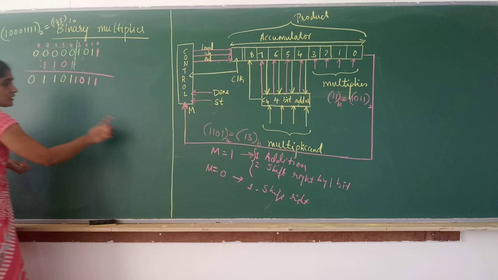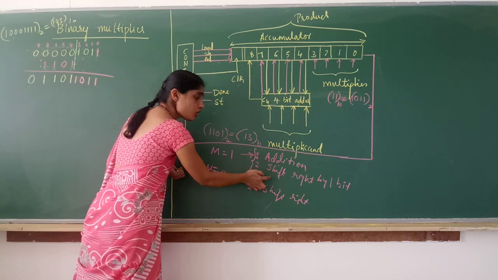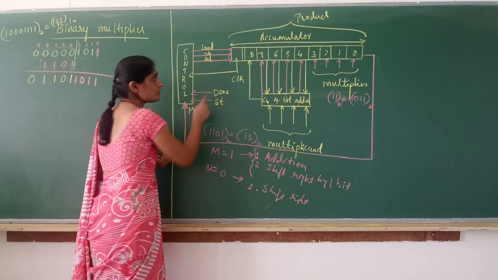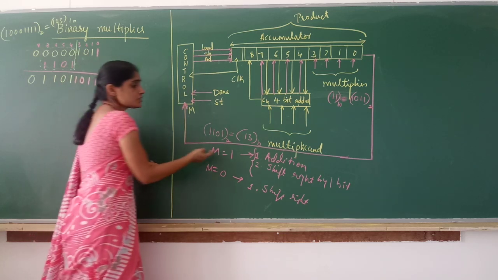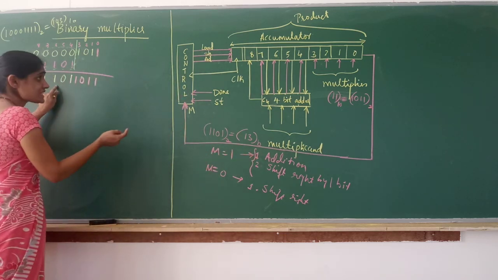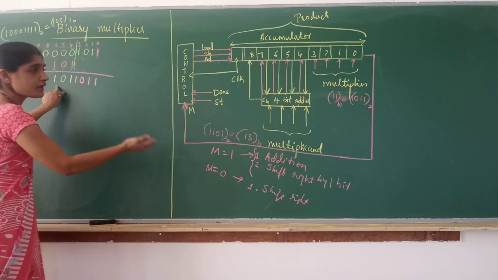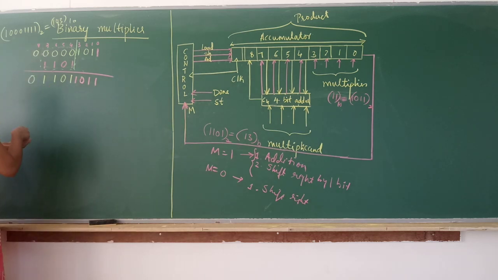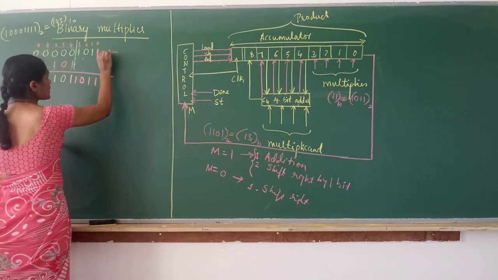Okay, addition is done. So when m is 1, addition followed by a shift, because the shift signal will also be given out from the control unit. So once the addition is performed, the same accumulator content is shifted right by 1 bit. So this is the accumulator content.